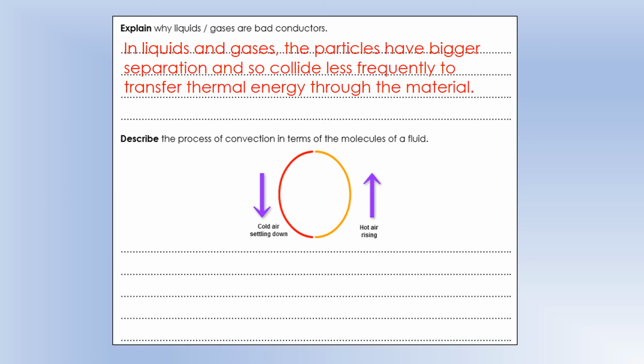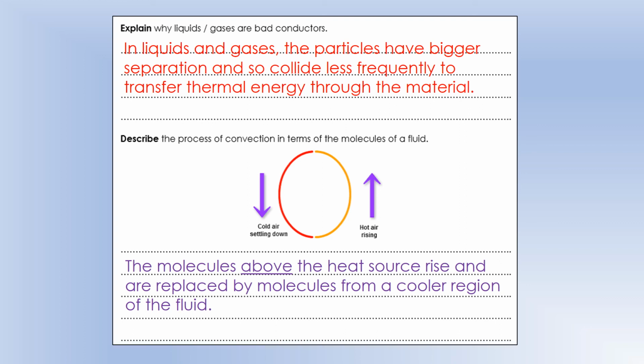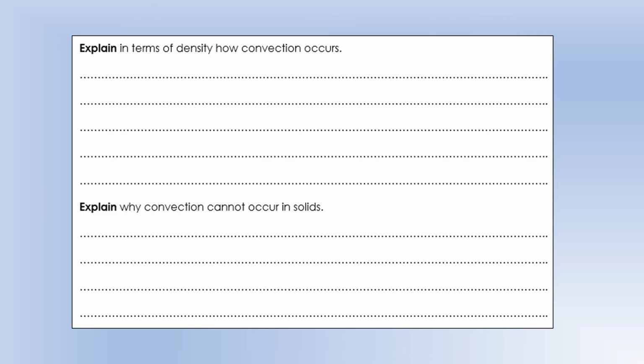So what happens in convection is the molecules directly above the heat source rise, and they're replaced by the molecules from a cooler region of the fluid. So that's generally speaking what's going on with the molecules. So let's have a look at why that is. So we're going to be talking about upthrust and density, which we met earlier.